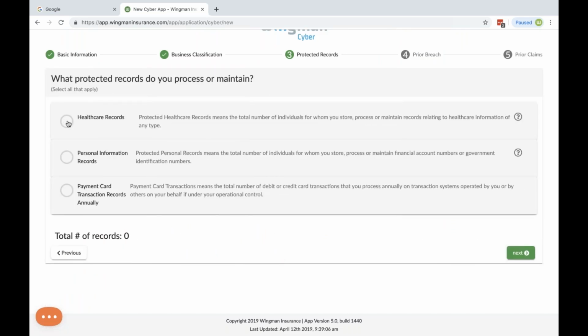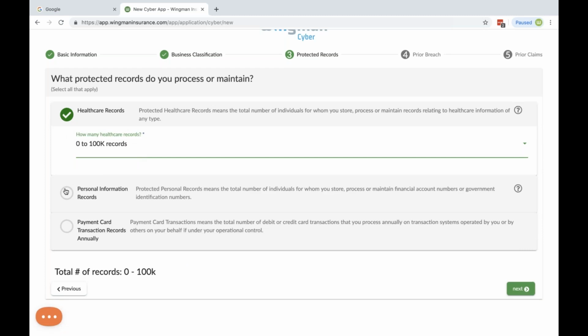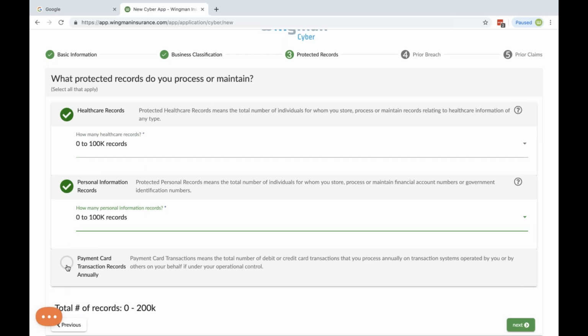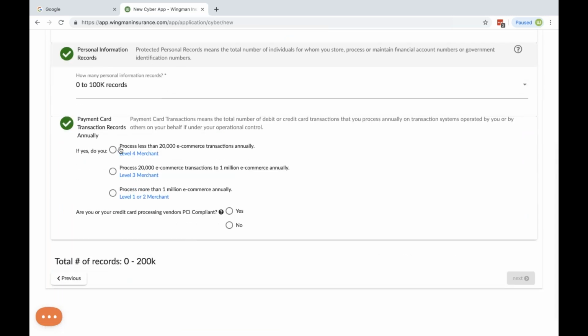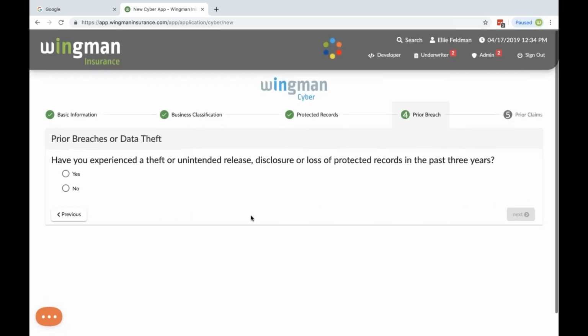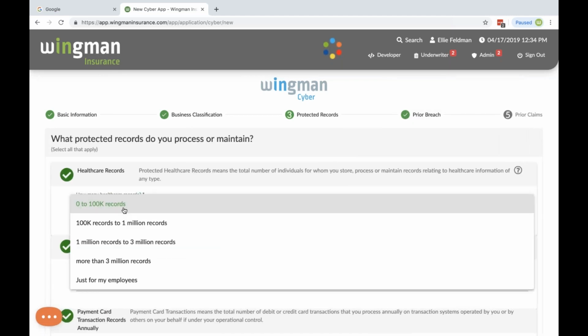So you can click on healthcare records, personal information records, or payment cards transaction. You have to click one of them, or you could click all 3, 2 or 3. The good news is we don't ask you for total number of records. We ask you for estimates. You'll like that a lot.